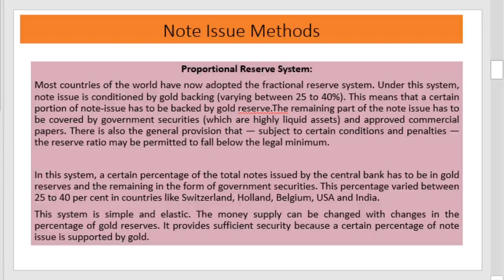Then the next one is the proportional reserve system. Most of the countries of the world have now adopted a fractional reserve system. Under this system, note issue is conditioned by gold backing varying between 25 to 40%. This means that a certain portion of note issue has to be backed by gold reserves. That is, it is a proportional system.